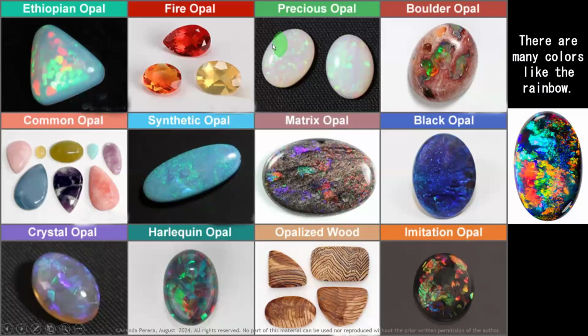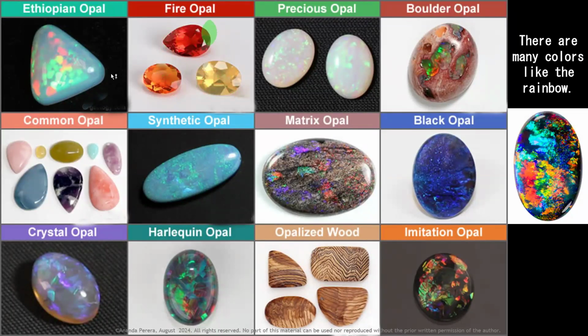Here we are learning about the opal. See, Ethiopian opal. And here, fire opal. Fire opal cutting is faceting. Fire opals are faceting, but the other opals are cut as cabochons. Look at the fire opal.